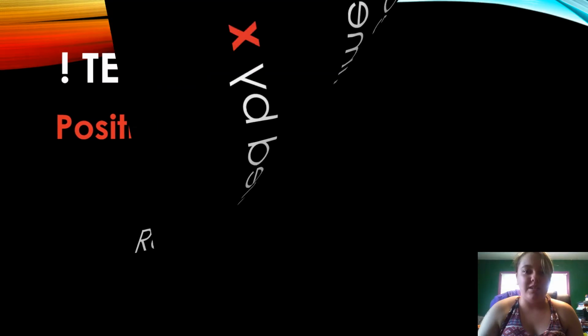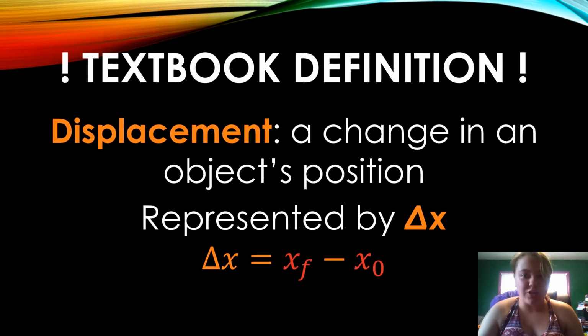And displacement is a change in an object's position, and it's represented by delta x. The Greek letter delta is used in math and physics to represent a change in something. So in this case, it's a change in position. And you can find delta x by simply taking the object's final position, x sub f, and subtracting its initial position, x sub naught. Also, sometimes you might see it as x sub i. Either way is right. It's up to you how you want to do it, as long as you can keep track of it. And that's displacement. It's pretty simple, just a change in an object's position.